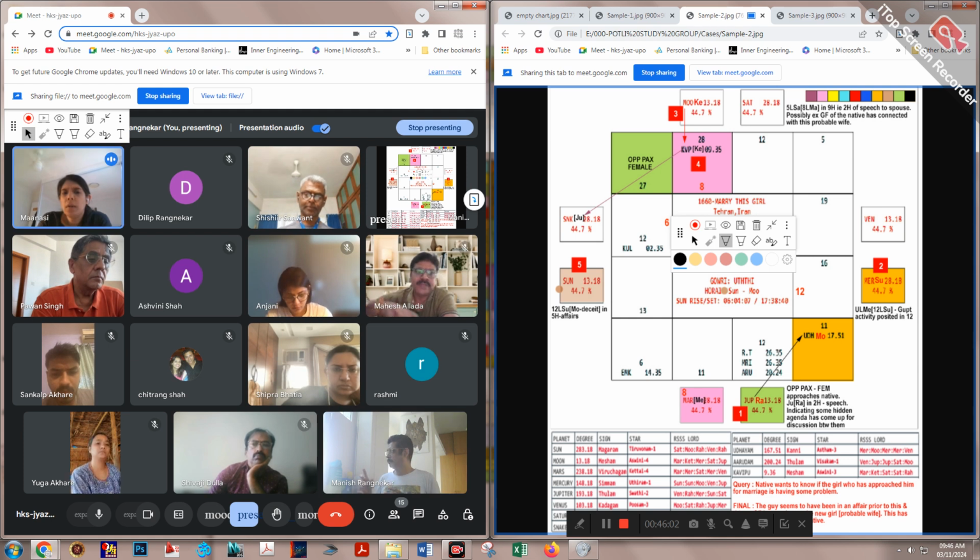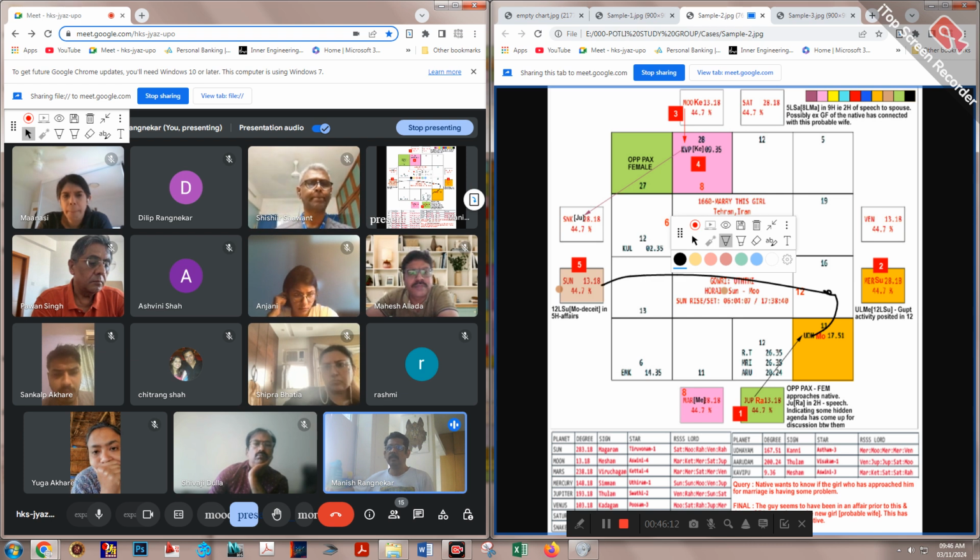Sorry, the 11th lord is in the 5th house for the girl. No. The Udayam lord is seated in the 12th house. The 12th lord has gone and sat in the 5th house. The 5th house becomes the 11th house for the girl. That is what he's saying.